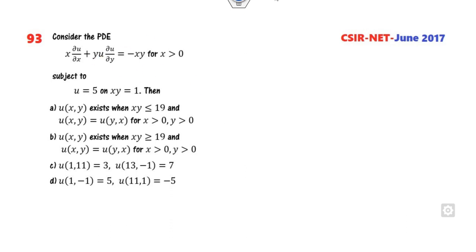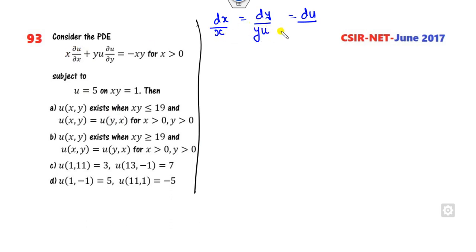Okay, so look at another one. Again it's a linear equation, so you start from here: dx, dy, du. The coefficient is x, the coefficient is y of u, the coefficient is xy. Fine. Now nothing is given to you in the relation. That's very simple. You need xy. You can get a solution in a simple manner. That is not a big deal.